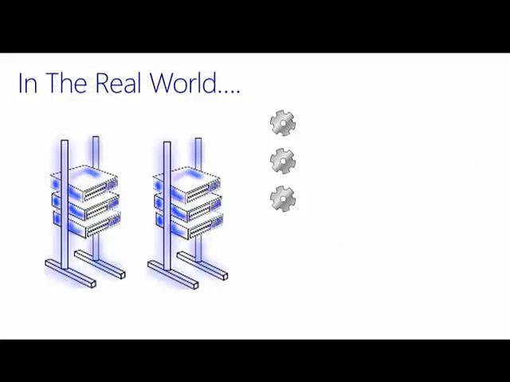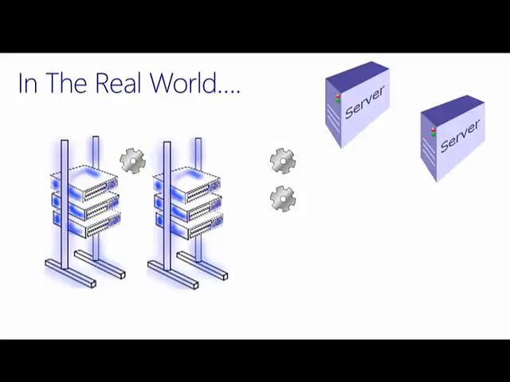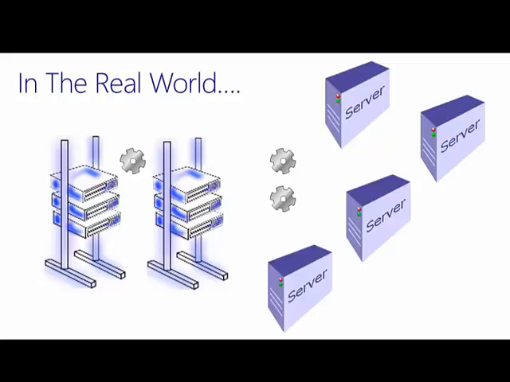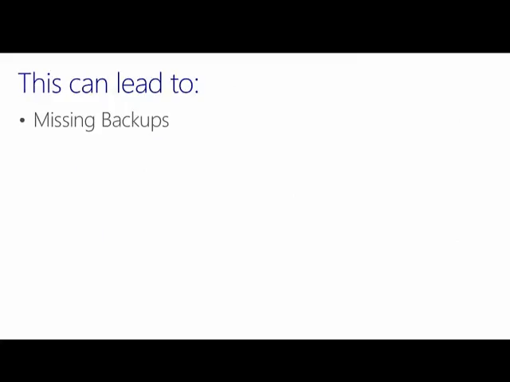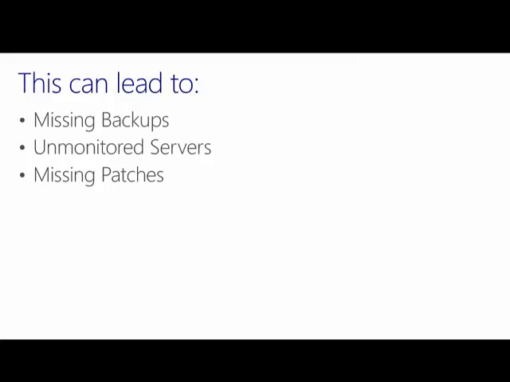In the real world, things happen, agents are missed, configurations aren't configured correctly, and sometimes departments just pop up their own servers for their own needs. This can lead to servers not being backed up, not being monitored, patches being missed, security issues, and even compliance issues.